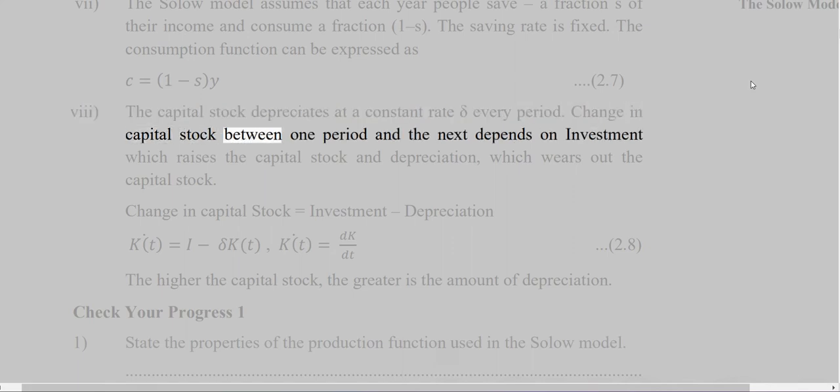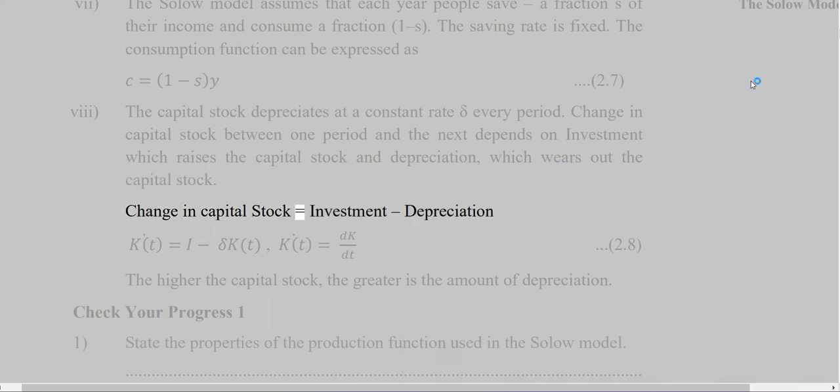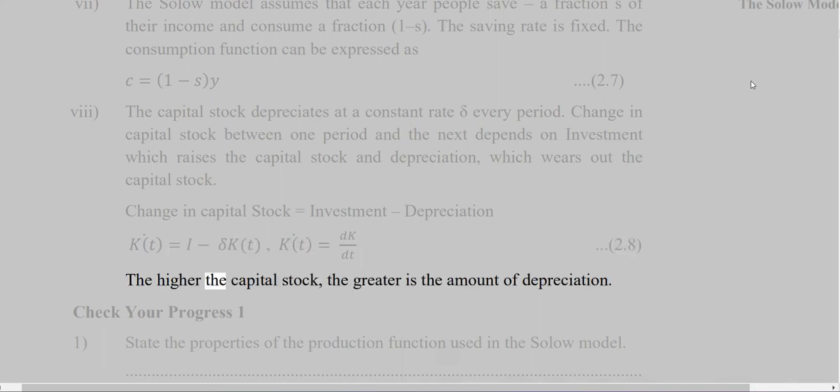The change in the capital stock between one period and the next depends on investment, which raises the capital stock, and depreciation, which wears out the capital stock. The change in capital stock equals investment minus depreciation, ΔK = I − δK, equation 2.8. The higher the capital stock, the greater is the amount of depreciation.